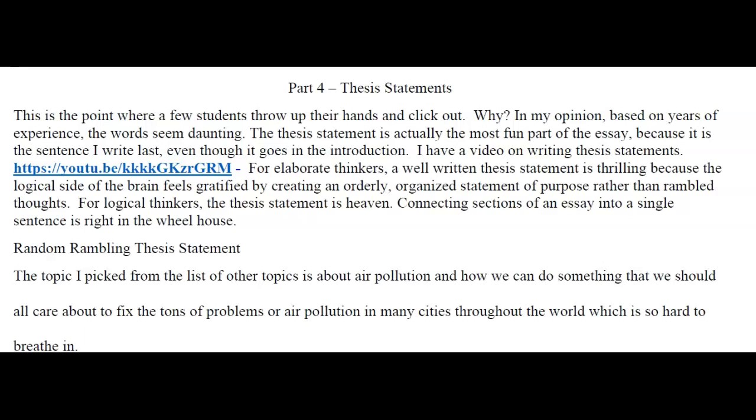The topic I picked from the list of other topics is about air pollution and how we can do something that we should all care about to fix the problem, the tons of problems of air pollution in many cities throughout the world, which is so hard to breathe in. Okay, I don't know about any list. The reader doesn't know about a list. Now I'm stopped. I'm already, as a reader, I don't know what this writer is talking about. I don't know what we means.